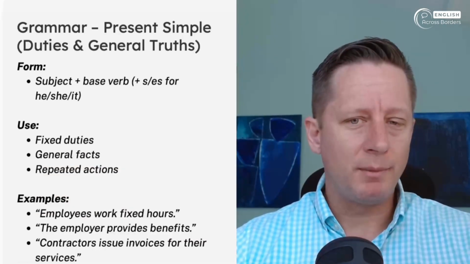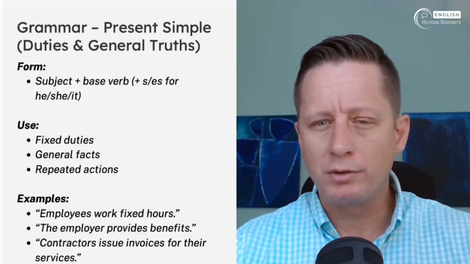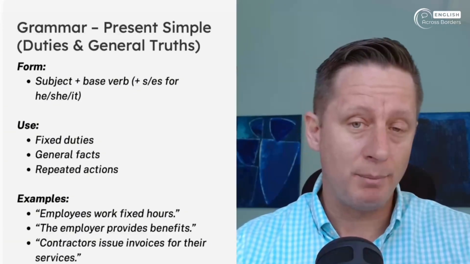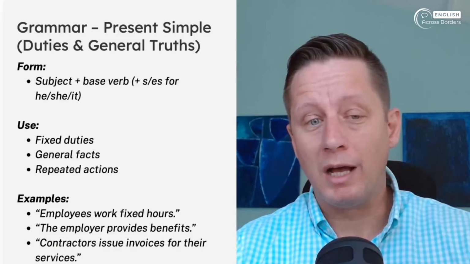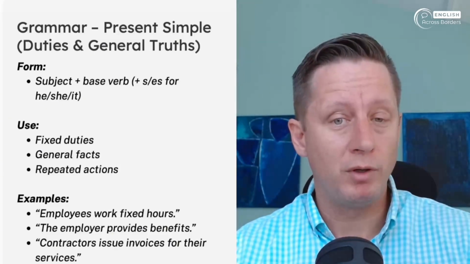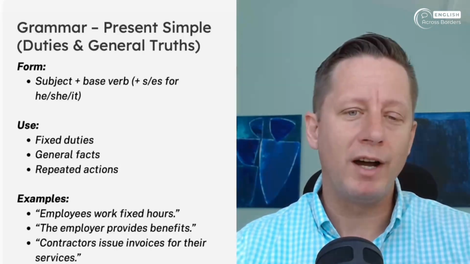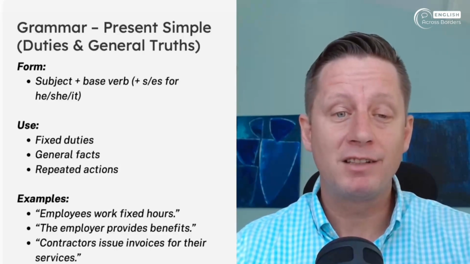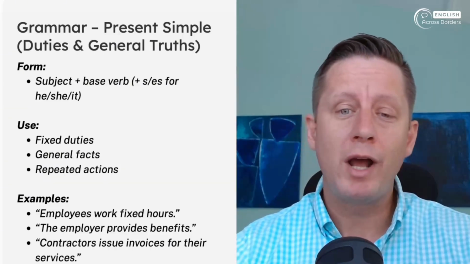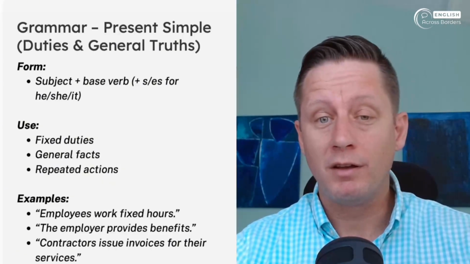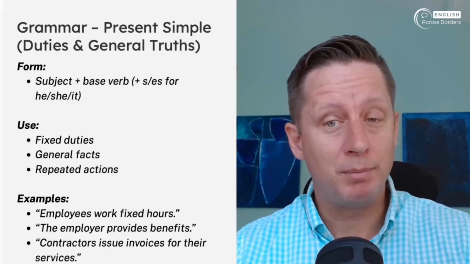The present simple is used to describe regular duties, rules, or general truths. Example, employees work fixed hours. This describes a typical duty of employees. The second example, the employer provides benefits, a fact about employment. Third example, contractors issue invoices for their services. This is how contractors get paid.